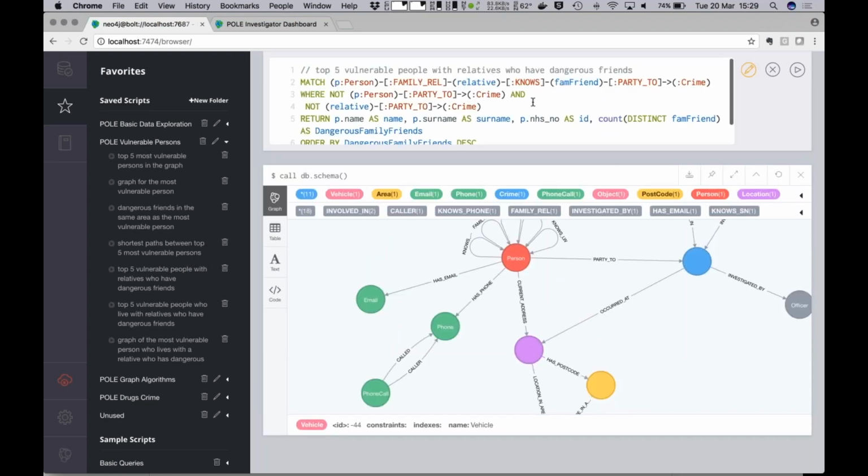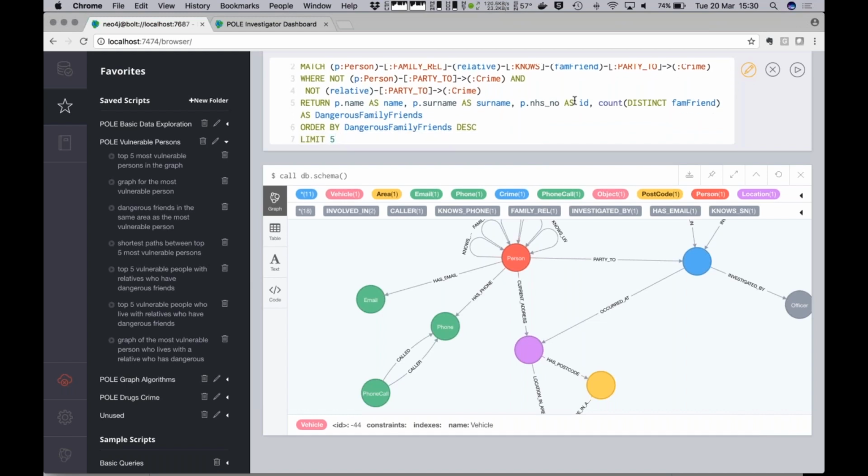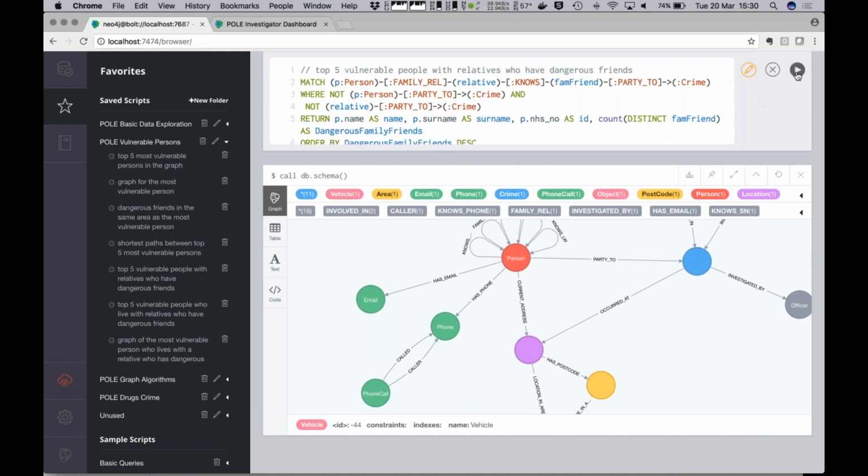Now we're going to look at the list of dangerous friends and individuals a little bit differently. So now we're going to take a look at vulnerable people who are vulnerable because they have relatives who have dangerous friends. So this might be even more important if you have children. Are their parents hanging out with criminals or their brothers and sisters? That might put them at more immediate risk than an extended social circle. So it's a very similar query, but first what we're doing is looking for people who have relatives who have friends that are associated with crime, but the individual and that relative themselves are not directly associated with crime.